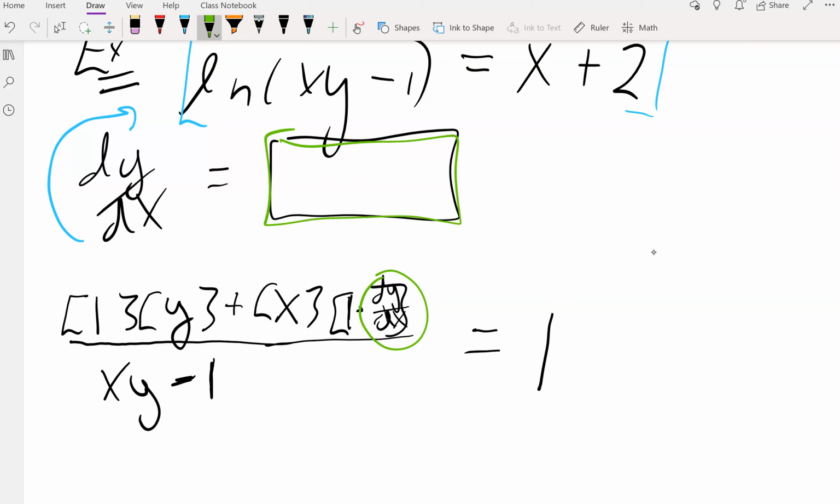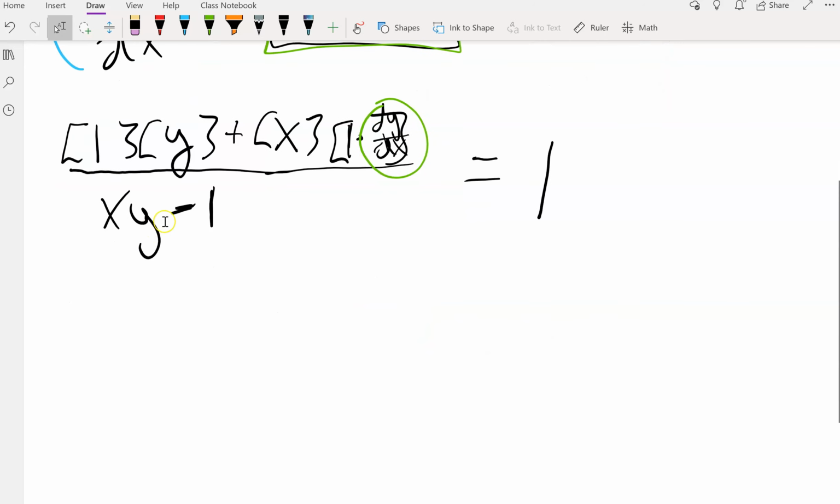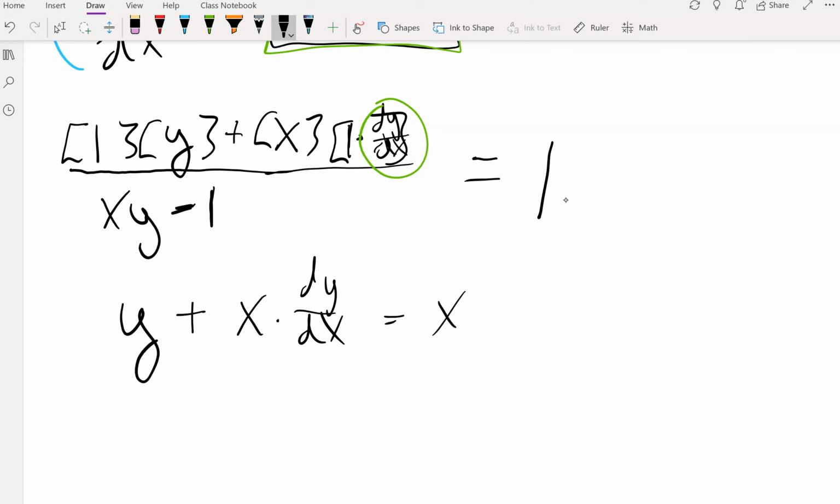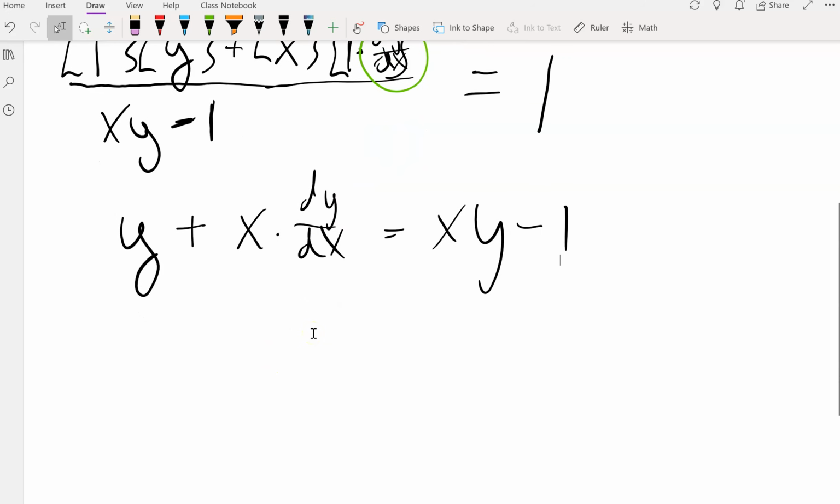What type of algebra is needed to get that dy dx by itself? Well, we got to go back to our 5th through 8th grade algebra. If I'm solving for this, first thing I'm going to do is cross multiply. Multiply this denominator over. Second thing I'm doing is cleaning up. Y times 1 is y. X times dy dx is x times dy dx. Cross multiply, I get xy minus 1 on the right-hand side. So I cross multiplied and cleaned up. Again, I multiply this over. Y times 1 is y. X times dy dx is x times dy dx. All right, subtract the y over, because that's good algebra.